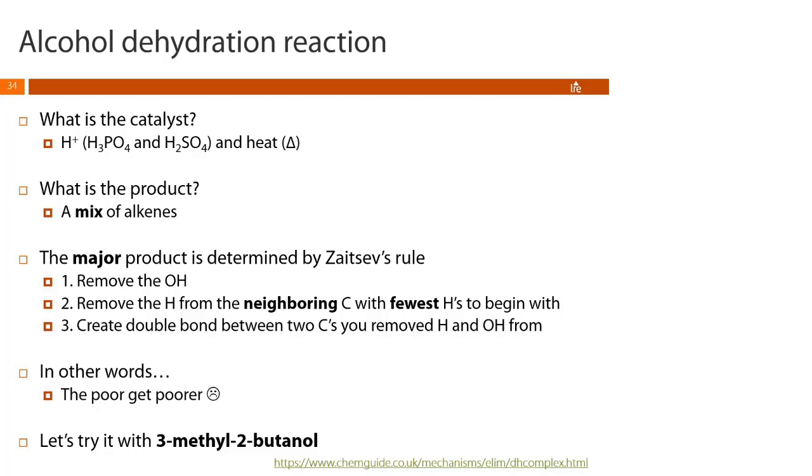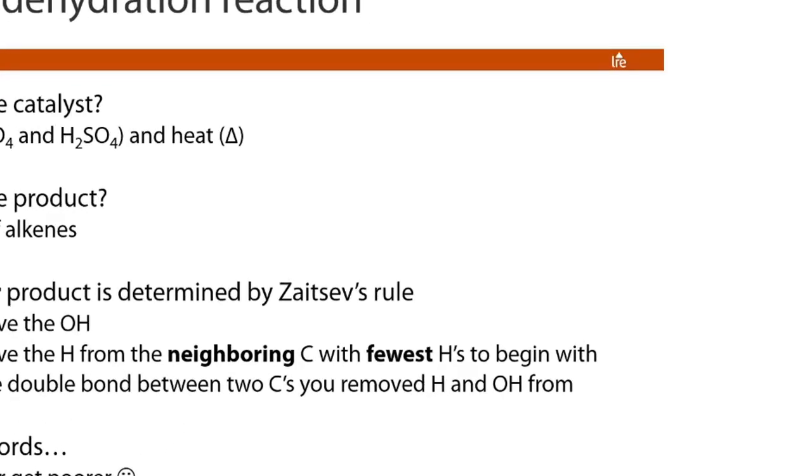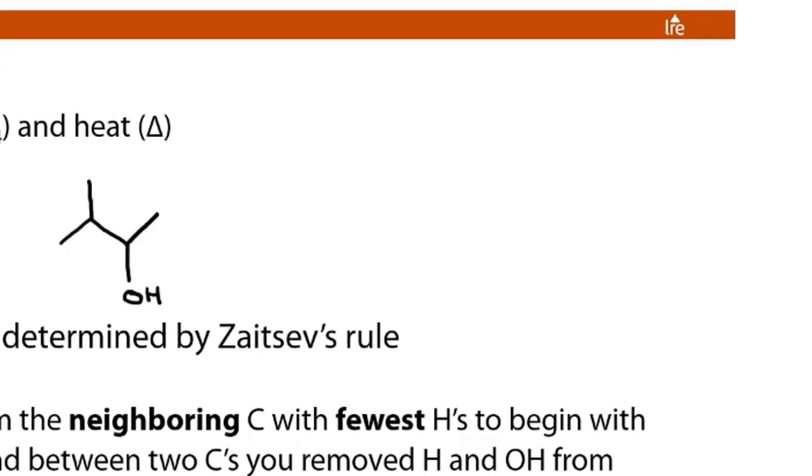Okay, so go ahead and pause this video and see if you can come up with a product for the alcohol dehydration reaction of 3-methyl-2-butanol. Okay, so let's see what you came up with. So we'll start by drawing 3-methyl-2-butanol, and we need an acid and heat. So the most common acids used for this reaction are phosphoric acid and sulfuric acid. So we'll pick phosphoric acid.